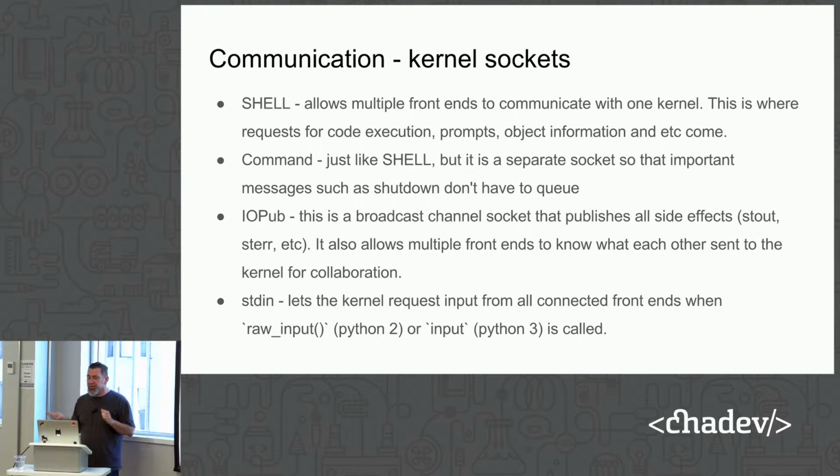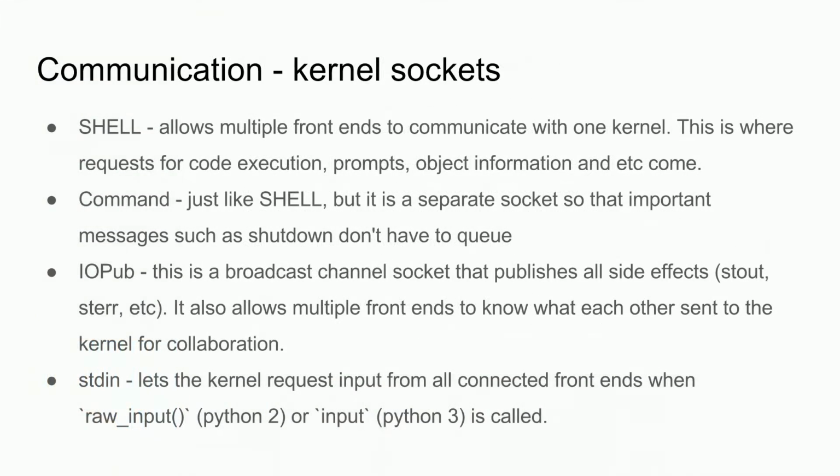And like I said, it's all message passing between the kernel and whatever front end. It communicates along 0MQ sockets. There are 5 different types of sockets that you would have to account for if you're going to build your own kernel. A shell socket.